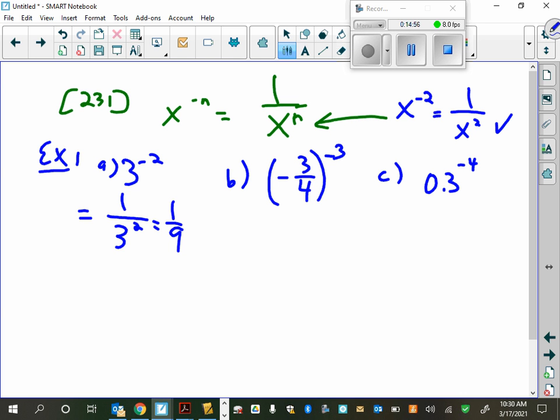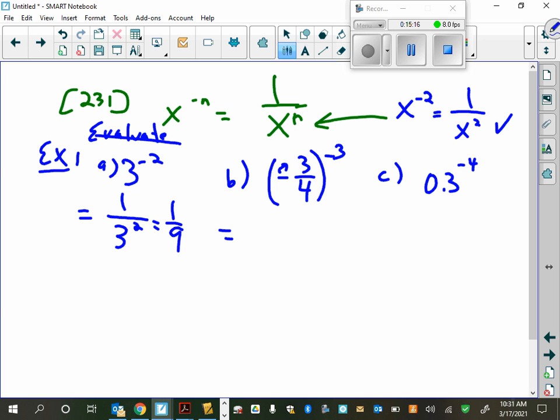I think example 1 says evaluate. Remember what evaluate means? To find the value of. You have to tell me on your calculator what it equals. You need to give me the exact value. This one, we're going to always move the negative sign up.